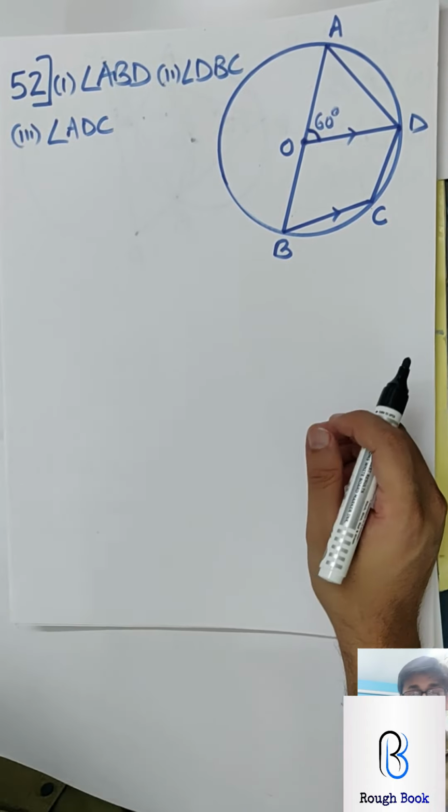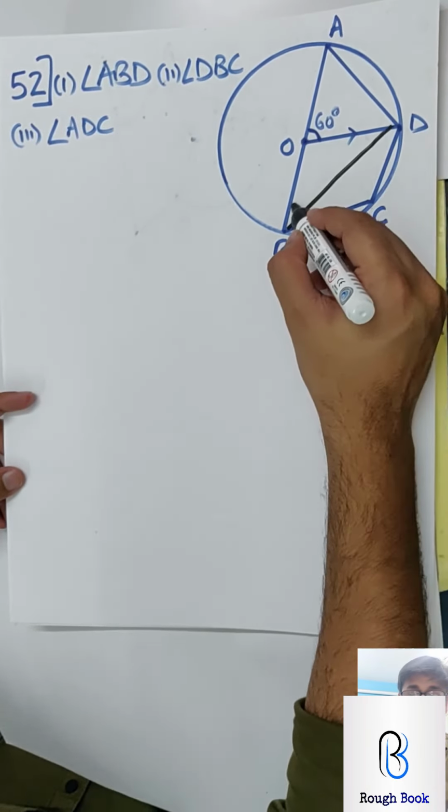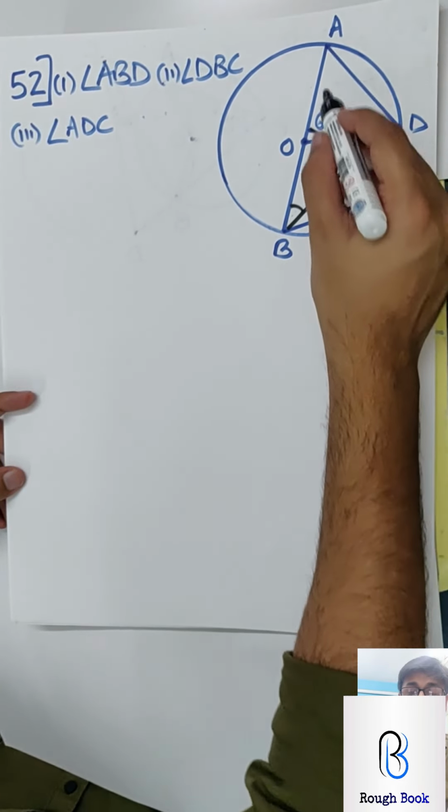Next one, sum number 52. ABD is your first target. This angle. This is 60 and these two are parallel. So the hint is here itself.